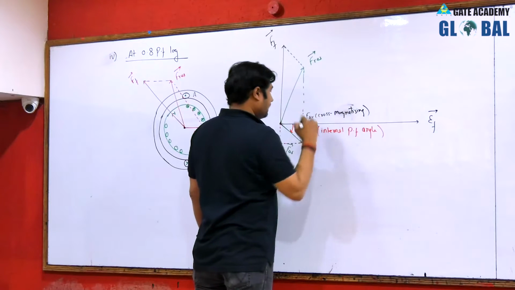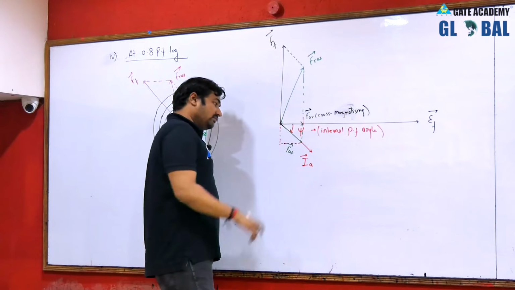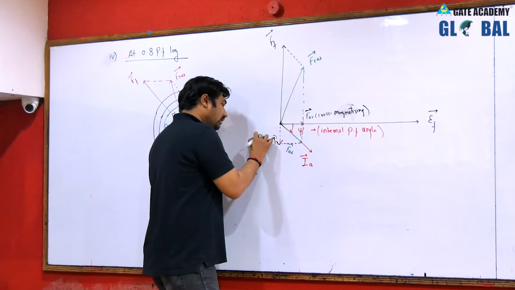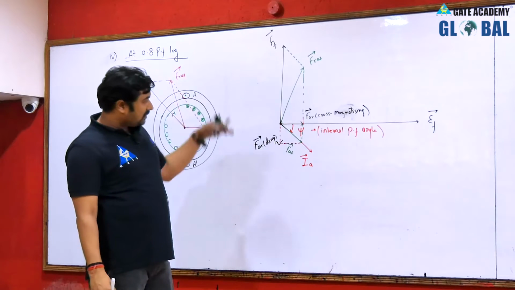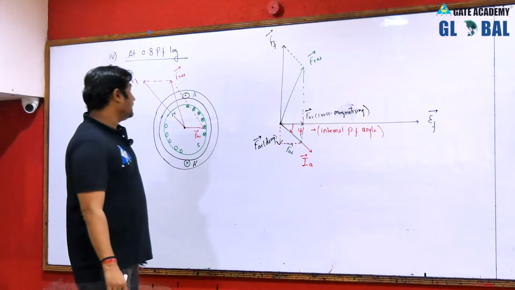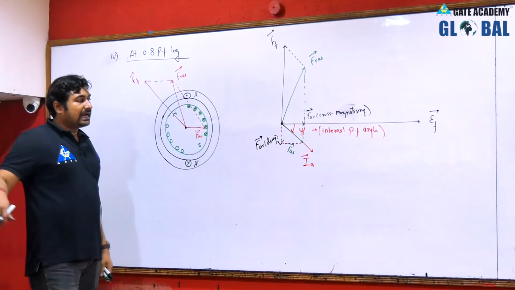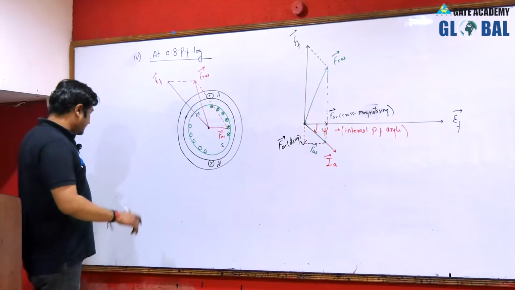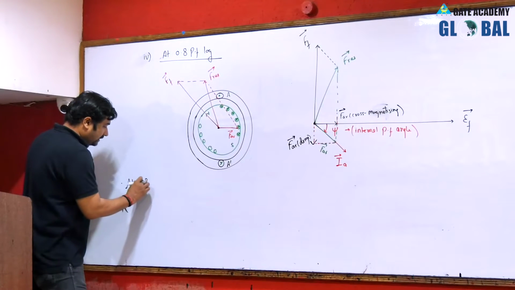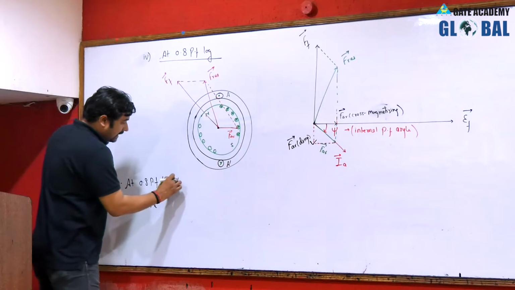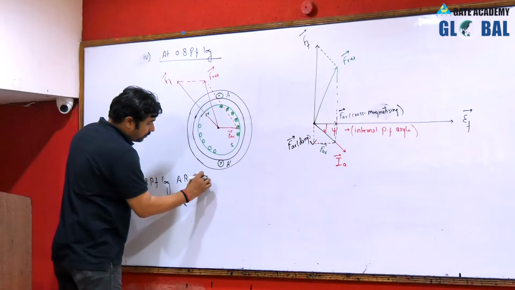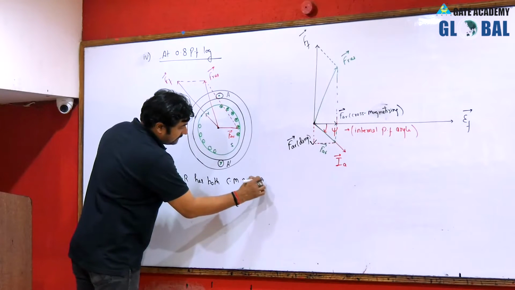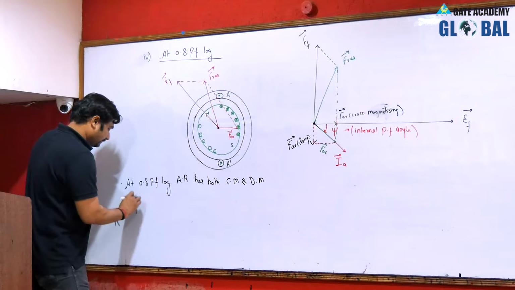This component is FAR cross magnetizing MMF, that is responsible for the shifting of the flux, and this is your FAR demagnetizing component of armature MMF, that is responsible for the lowering of the flux. So you can say at 0.8 power factor lag, armature reaction has both cross magnetizing and demagnetizing effect. Is it okay?